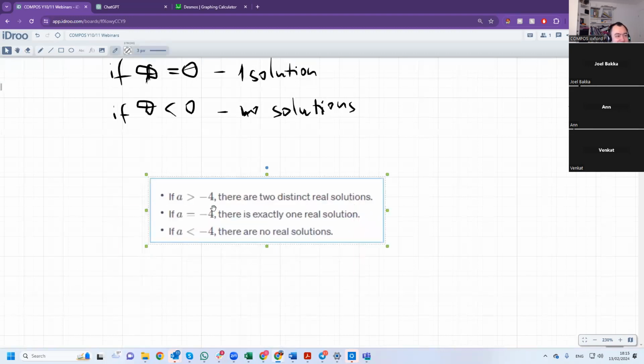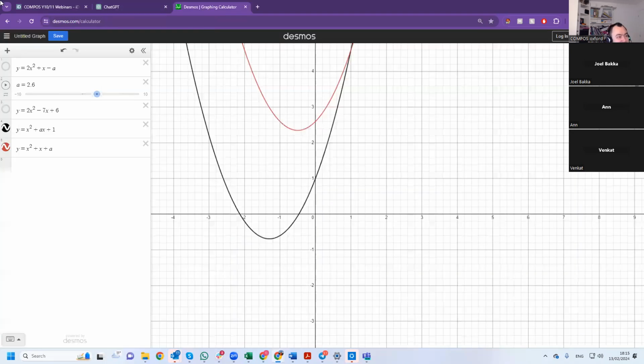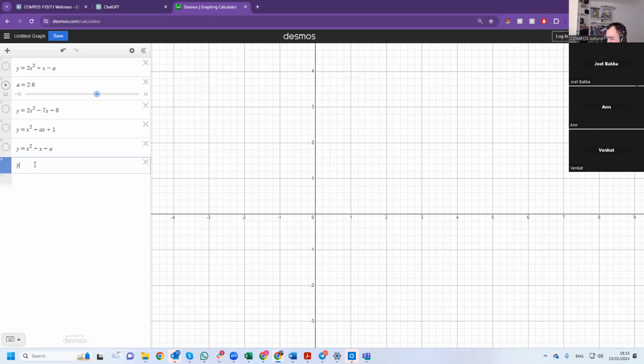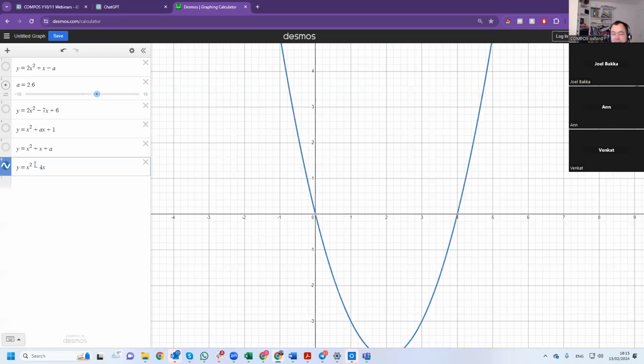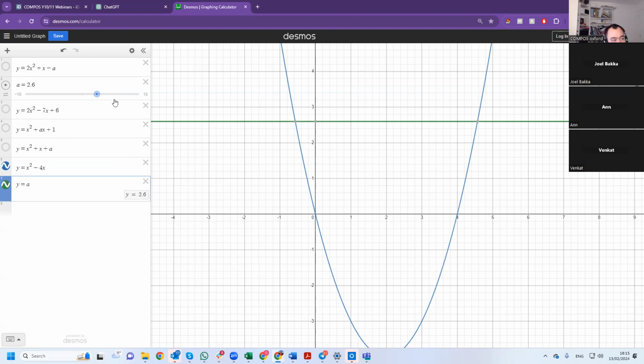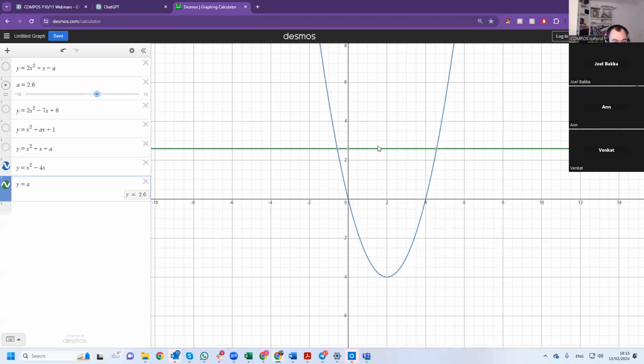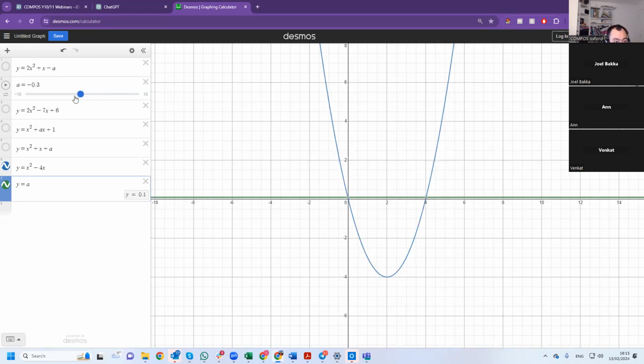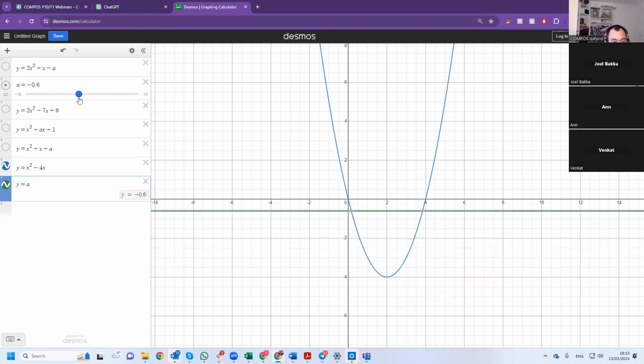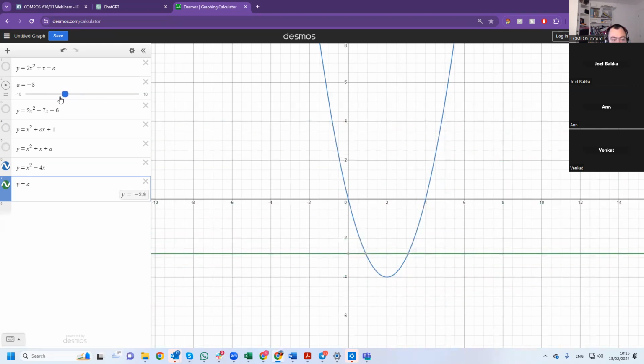All right. So this is ChatGPT. Anyways, if you draw the curve, so y equals x squared minus 4x and y equals a, we can change a, and as you can see, this is the graph, this is the other graph. So if we change a, the graph goes like this.